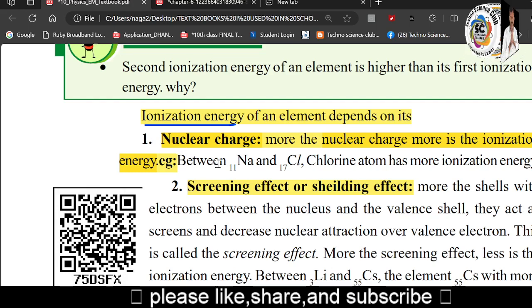For example, between sodium and chlorine: we can remove the electron from the sodium atom easily, but we cannot remove the electron from the chlorine atom easily. We have to apply more energy to remove an electron from chlorine. Why? Because in that chlorine atom, in the outermost shell, there are 7 electrons.